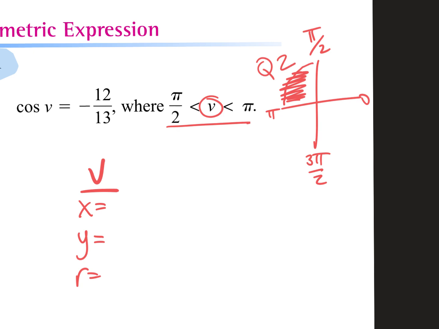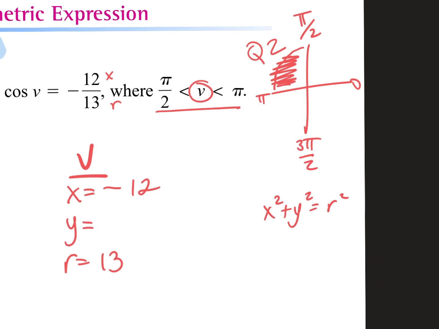X is negative, y is positive. Go ahead and put that so you don't make a mistake on the signs. So now I'm going to look at the trig function they gave me. They gave me cosine. What's cosine again? X over r. So what is your x value? Negative 12. Perfect. What's your r value? 13. How am I going to find the other piece?